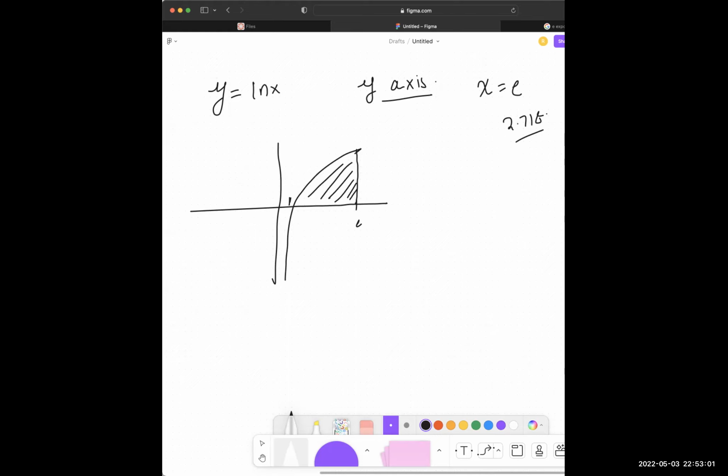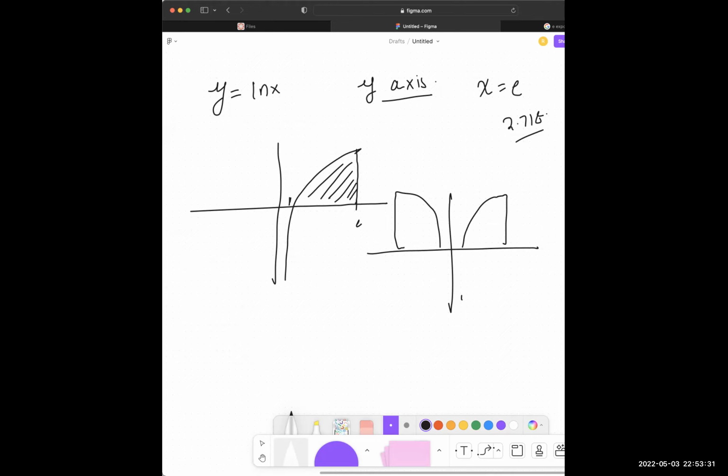We're revolving it around the y-axis. So how does that look? Once we're done revolving, we have this shape, like that, and that would be the shape. Again, we're around the y-axis. Let's use shells, and then we shouldn't have a problem.